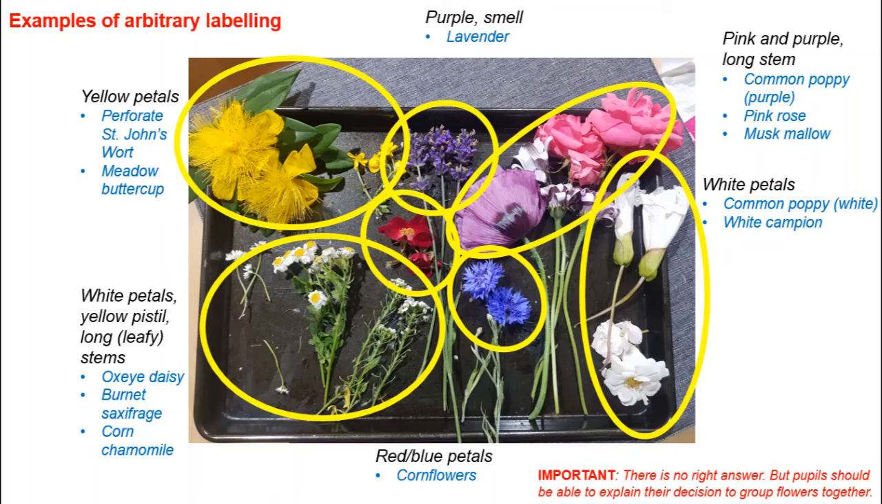Finally, this activity allows pupils to get comfortable using the binomial naming system and scientific names, and hopefully begin to appreciate how it is used to show how closely related two species are.